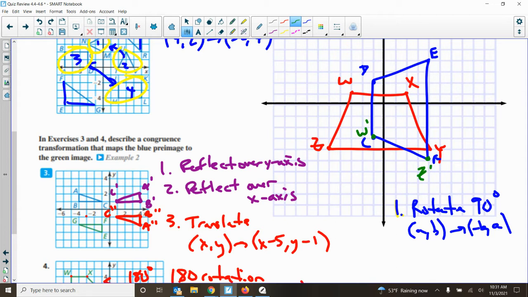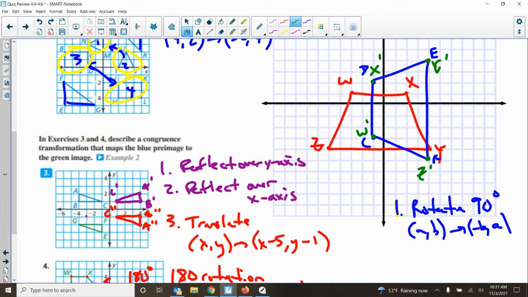And let's check Y. Y is at (-4, -4). That will go to (4, -4), right up there. That is going to be Y prime. And let's check on X. X is at (2, 1). I do a rotation, (-1, 2). There we go. There's X prime.